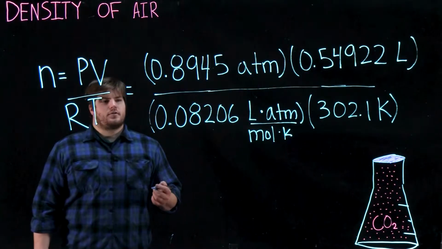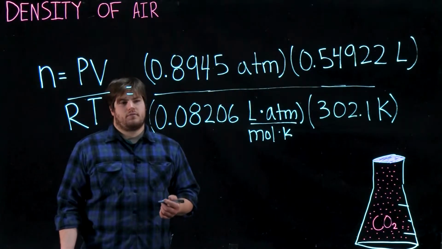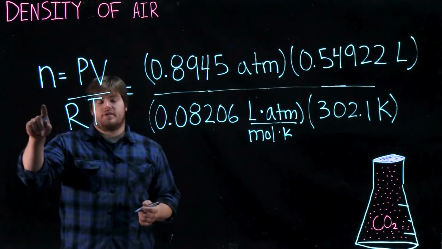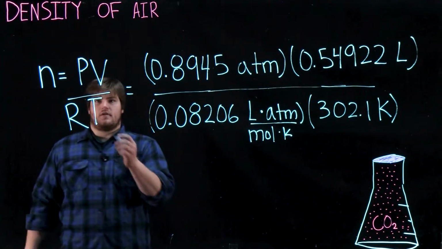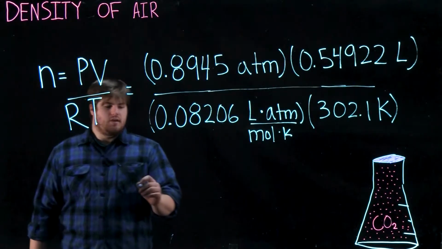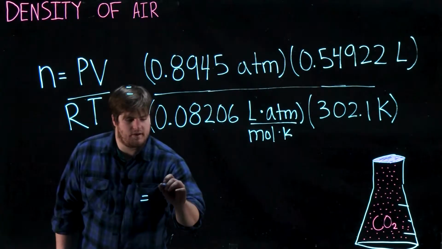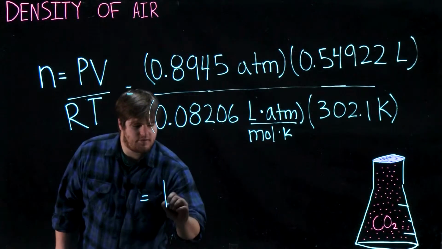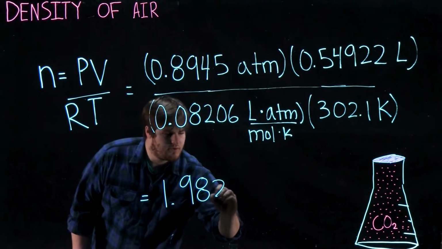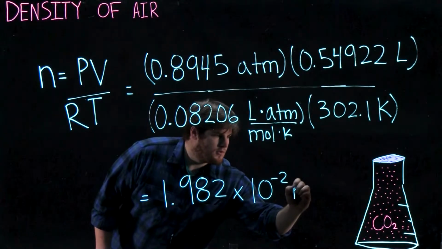Now that we have our numbers in the right units, we can plug them into the ideal gas law and solve for the number of moles n. So if we plug in all our units, and note this is just a rearranged version of PV equals nRT, just divide both sides by RT and you get the equation shown there. So n is equal to, if you do the math on this, 1.982 times 10 to the minus 2 moles.